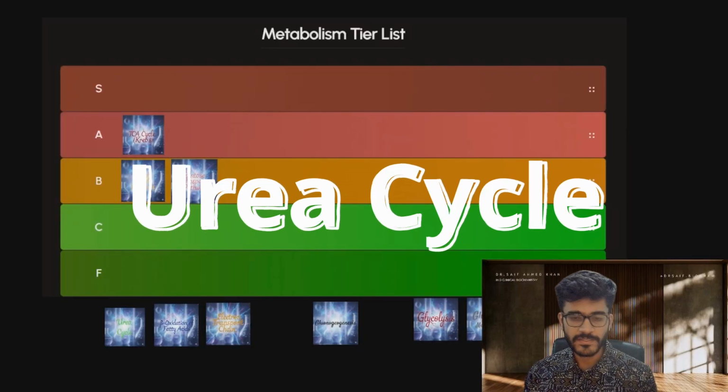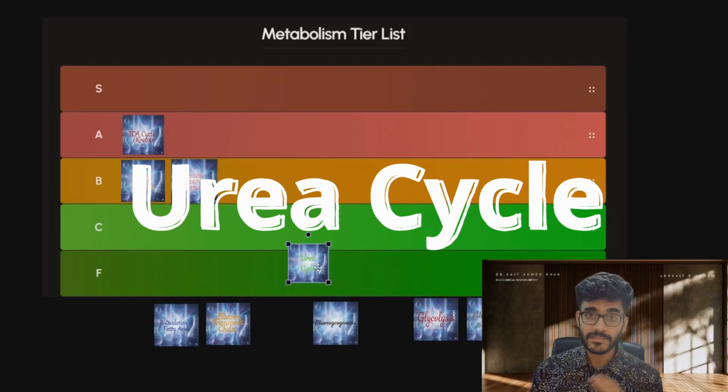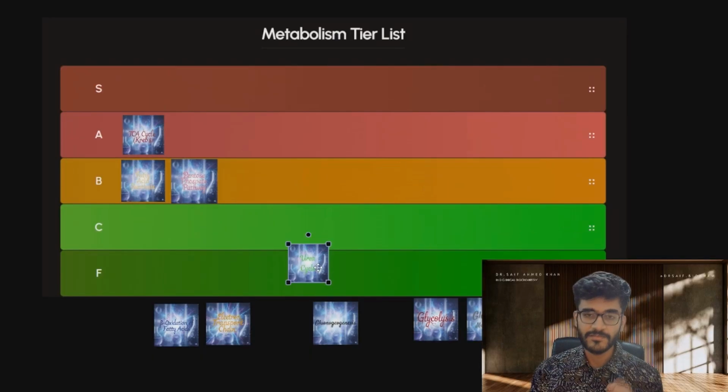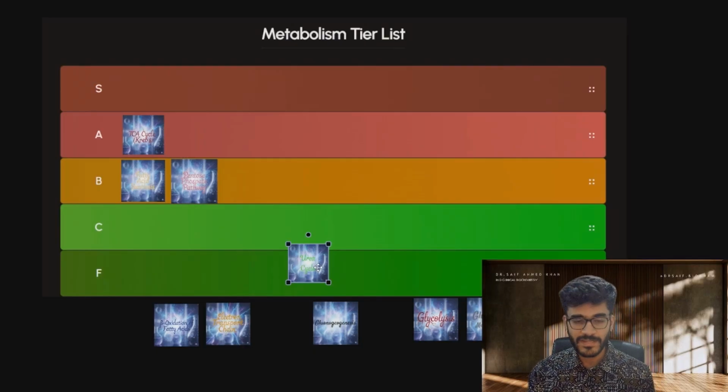Let's go with urea cycle now. Now urea cycle is very important for detoxification, right? The detoxification of ammonia is done by urea cycle and it produces this waste disposal product that is very important. But there's one problem. It takes up 4 ATP. So it's consuming ATP. It's no way producing any ATP.